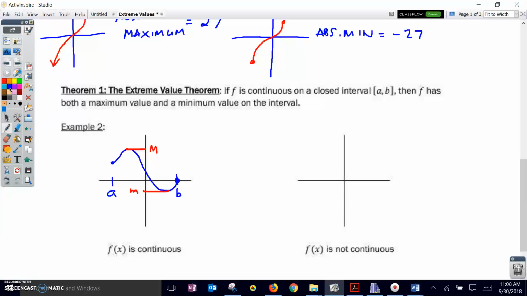If I have a function that's not continuous on an interval, then I'm not guaranteed having both an absolute maximum and an absolute minimum. I may have neither. And in this function, there's no absolute maximum or minimum. Now, of course, it's possible for us to have an absolute maximum and an absolute minimum on an interval when the function's not continuous. It's just not guaranteed. Whereas when the function is continuous, it is guaranteed. Okay, let's keep moving along.